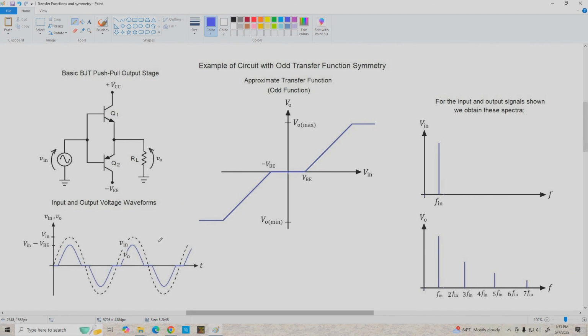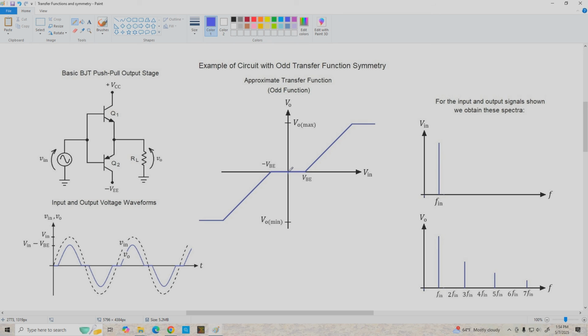We'll start with a circuit that we're all pretty familiar with. That's the basic BJT push-pull output stage. Remember, this circuit exhibits a lot of distortion right off the bat because we have to overcome the barrier potentials of the transistor base-emitter junctions to get anything out, and we call this crossover distortion. Now, if we come over and look at the transfer function, we see it does have odd symmetry. It's symmetrical about the origin.